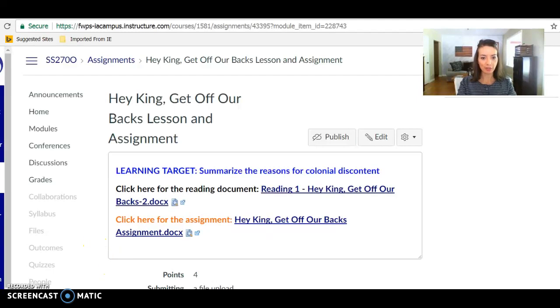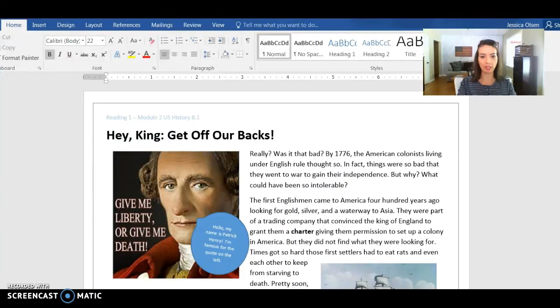So the first thing that we are going to do is to look at the reading document. So I have it pulled up here, and you can see that it is titled, Hey King, Get Off Our Backs. So let's put this into context a little bit. The people that are saying, Hey King, get off our backs, are the colonists that had come from Europe, mainly Britain, and they were trying to get away from the King of England. So, hey, King, get off our backs. Those are the colonists saying, leave us alone. We want to be able to rule ourselves.